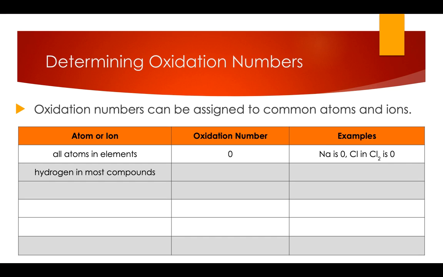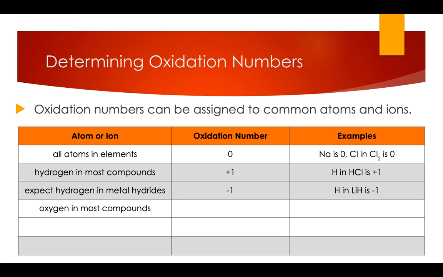So in terms of hydrogen, in most compounds, like with water that we just looked at, the oxidation number for hydrogen is +1. So water is one example, also the H in HCl is +1. The exception is when hydrogen is in a metal hydride, and then its oxidation number is -1. So an example, the hydrogen in lithium hydride is -1.